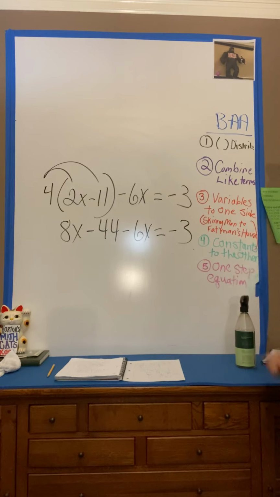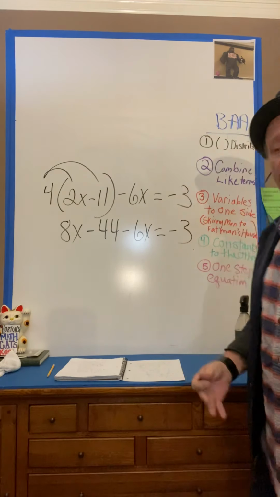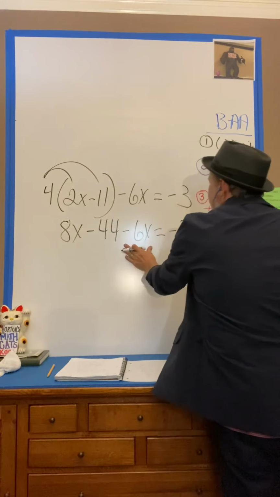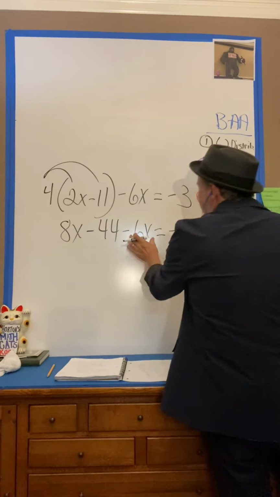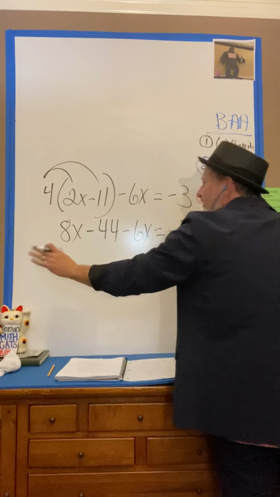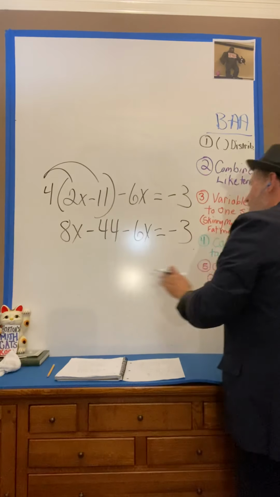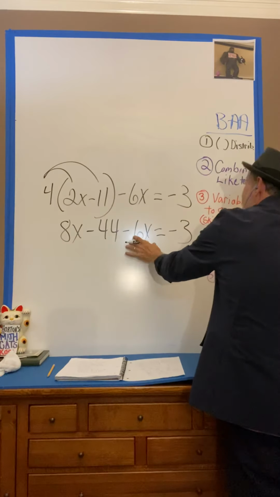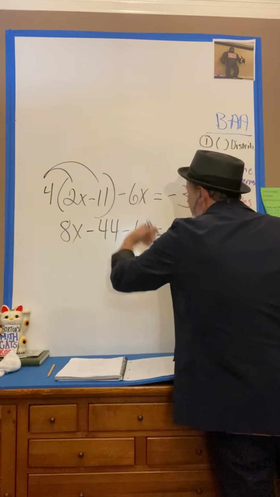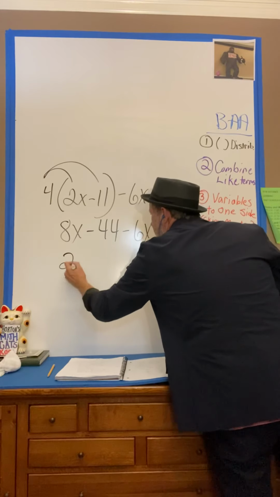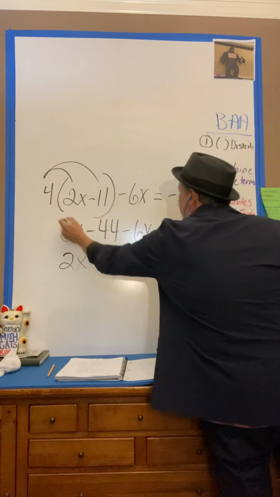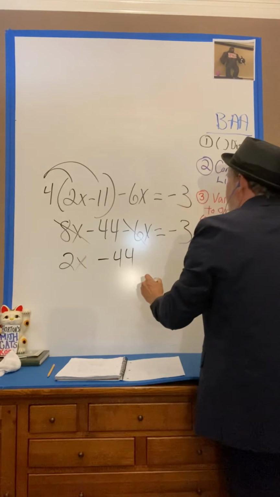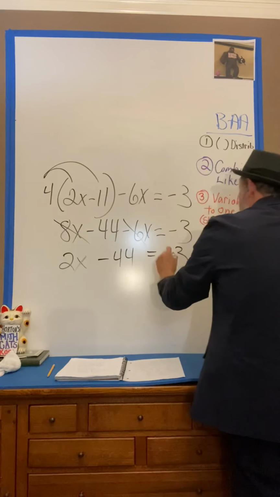Next step, do I have any like terms to combine? Oh, yeah, I've got an x here and an x here. Don't try to put a plus x under here. It doesn't work that way. You only do it when you go across an equal sign. So positive 8x and negative 6x, well, positive 8, negative 6 is positive 2x. Okay, we've combined those two. Minus 44 equals negative 3.